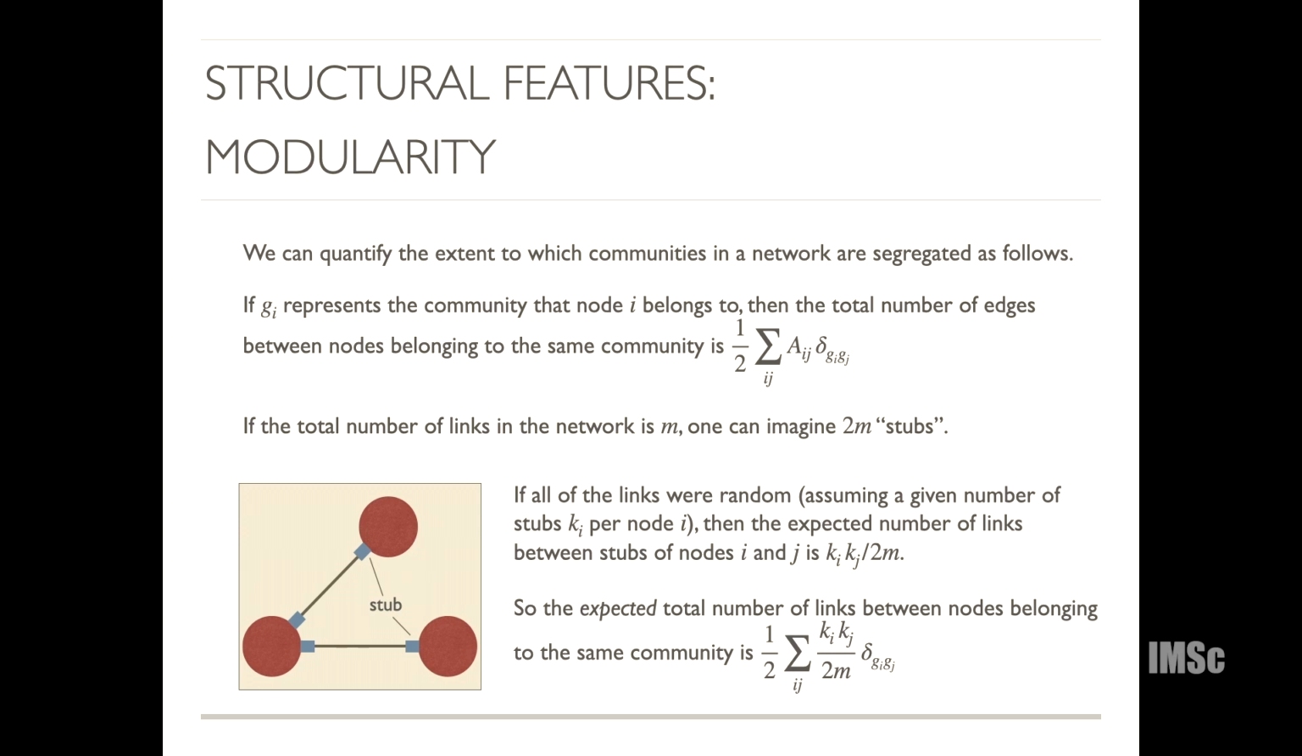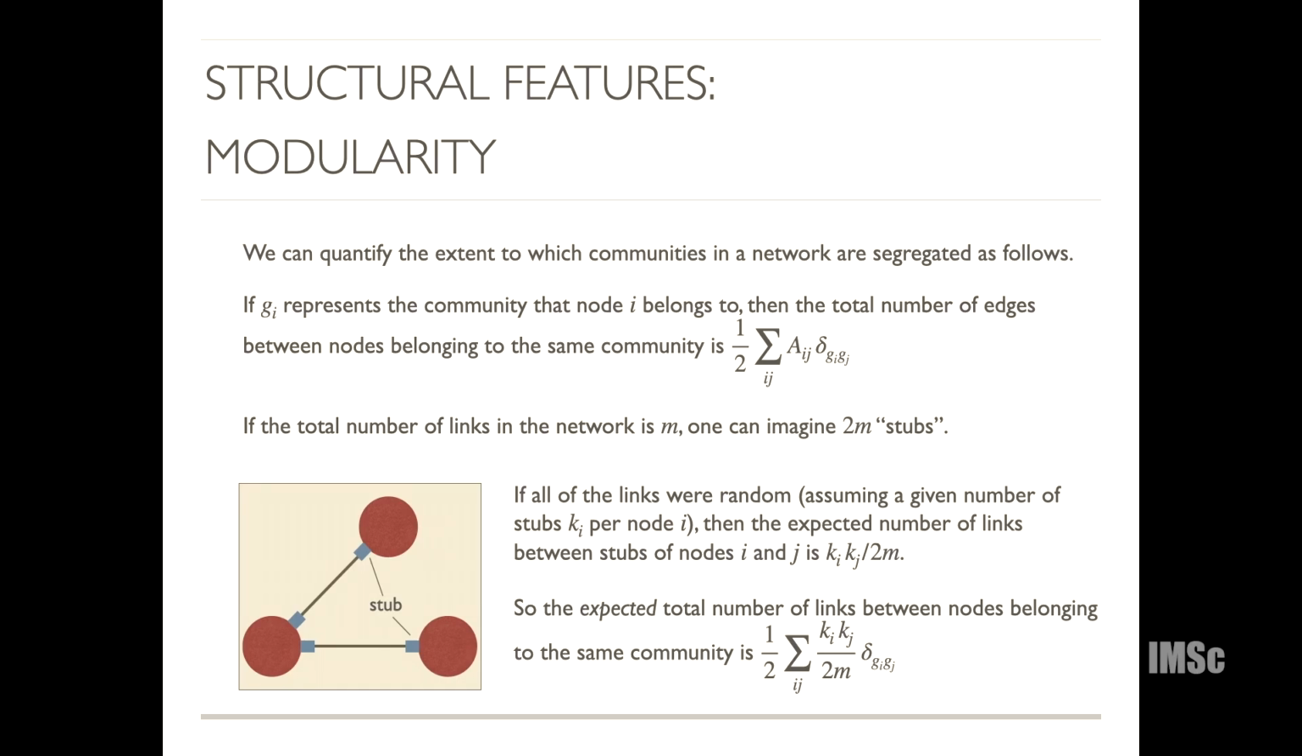By the way, I forgot to mention this yesterday. This is just a delta function. If the two coefficients are the same, then it's 1. So suppose Gi is equal to Gj, then it's 1. Otherwise, it's 0. Basically, it means that if node i and node j belong to group 1, then it's 1. Otherwise, it's 0. Okay.